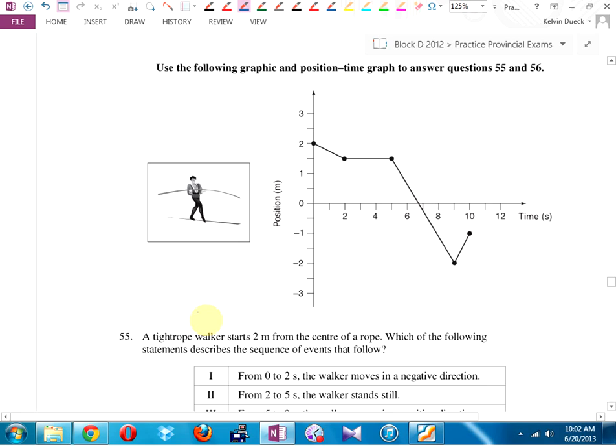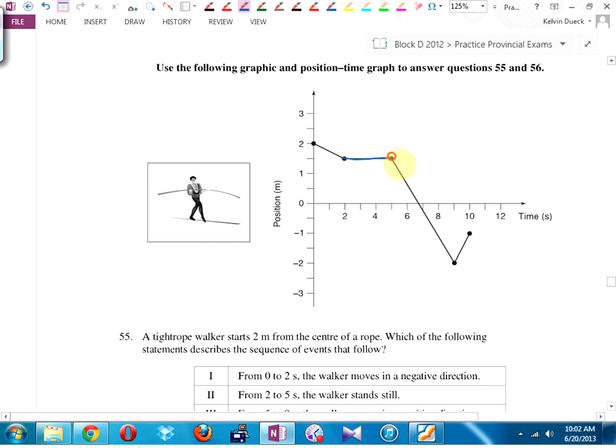A tightrope walker starts 2 meters from the center of a rope. Which of the following statements describes the sequence of events that follows? Okay. From 0 to 2 seconds, the walker moves in a negative direction. Does that seem right to you? Yeah, walking backwards on the tightrope.